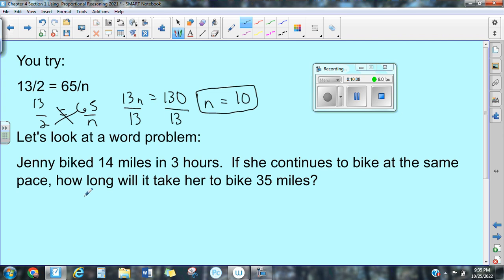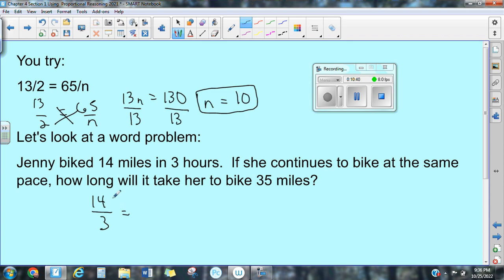Okay, so this problem states that Jenny biked 14 miles in 3 hours. If she continues to bike at the same pace, how long will it take her to bike 35 miles? Okay, so it's important here when we're writing out our ratios, which are just fractions. Okay, we're going to go 14 miles in 3 hours. Okay, that's our first ratio.